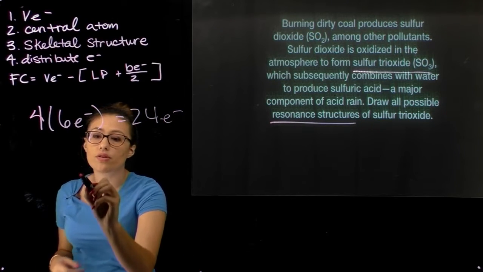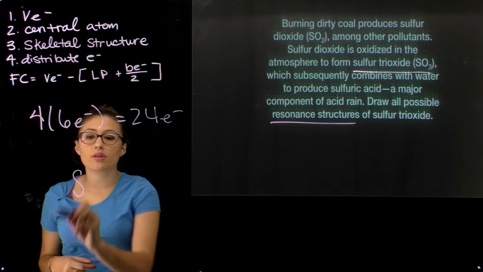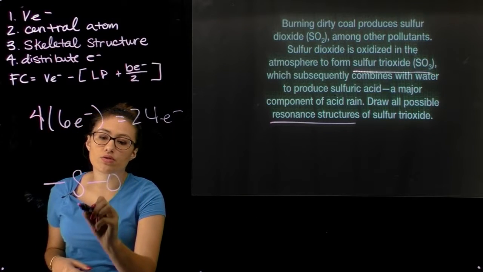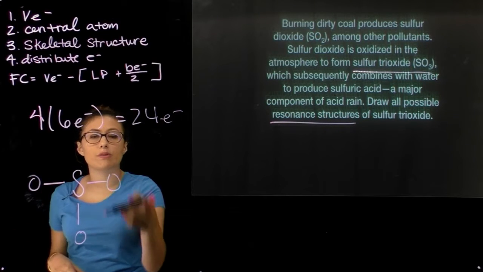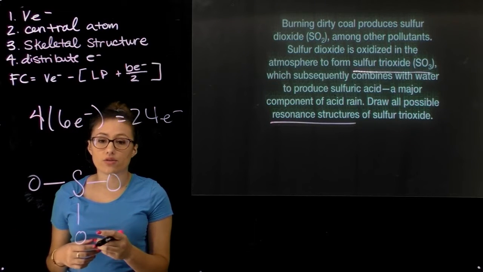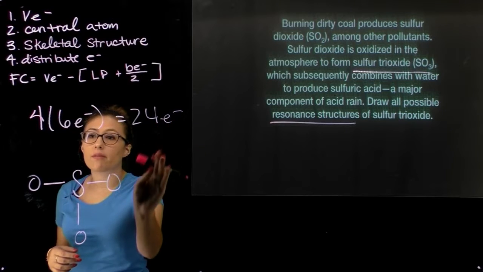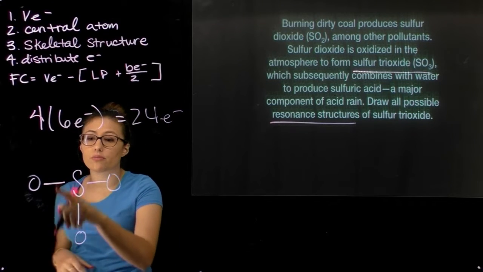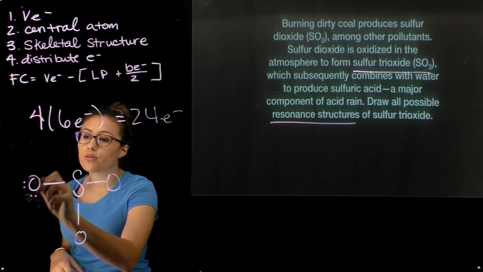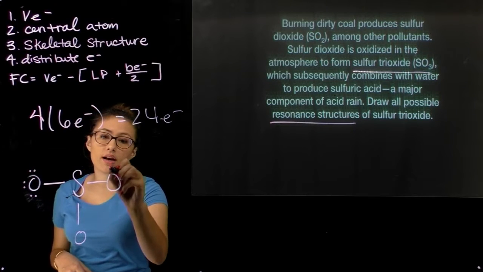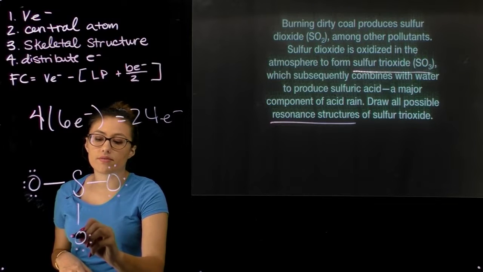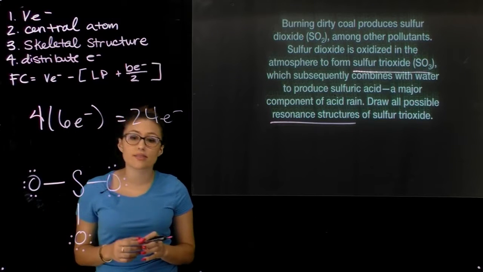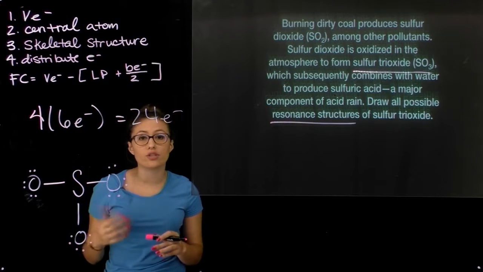In this case, sulfur is my central atom. I draw my skeletal structure, and then I distribute all my electrons. We know we have 24 divided by 2, that's 12 electron groups. So 1, 2, 3, 4, 5, 6, 7, 8, 9, 10, 11, 12. Perfect. Let's go and check to see if we have an octet for each of our atoms.